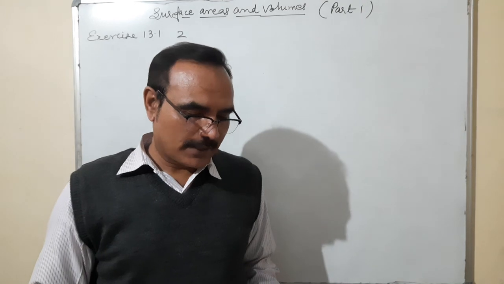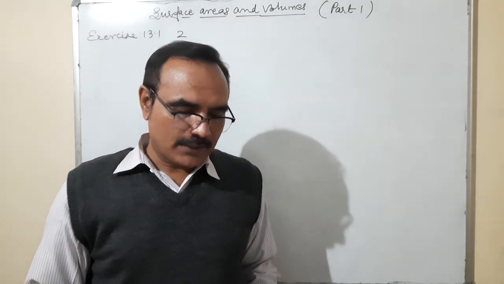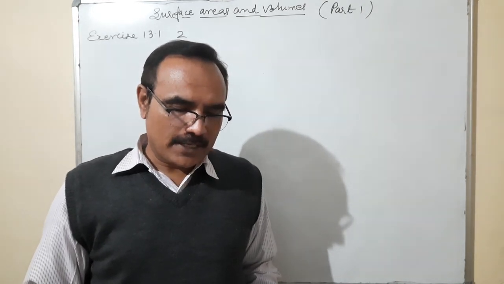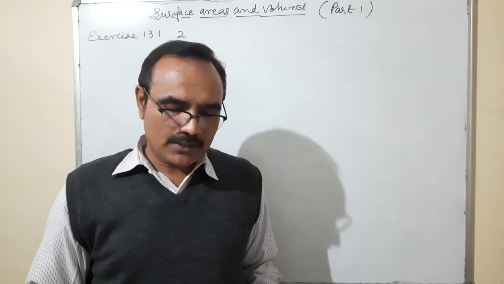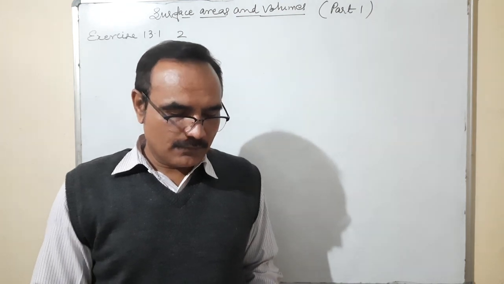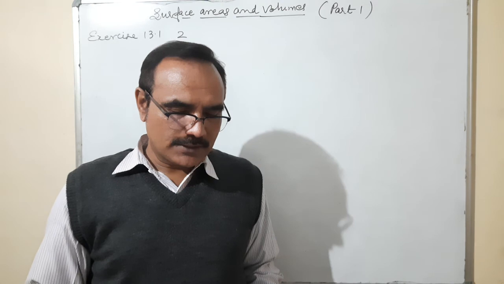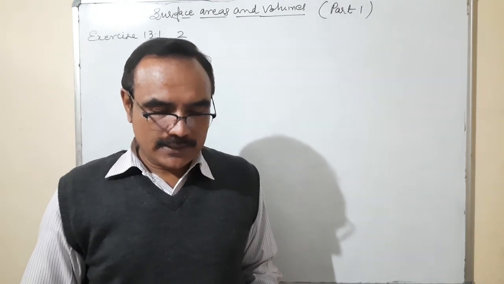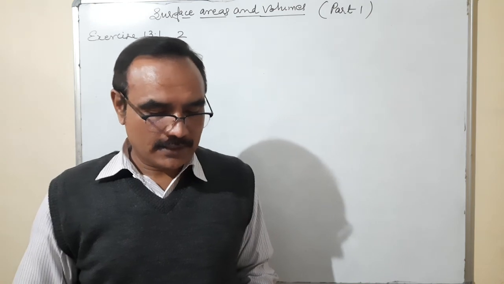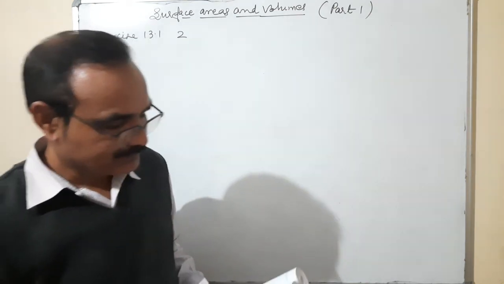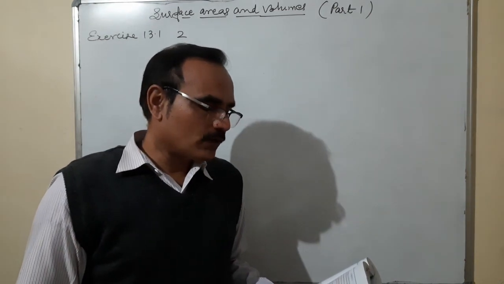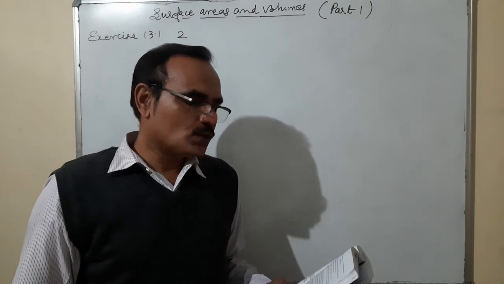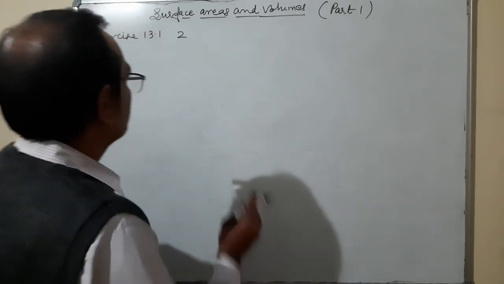Question number 3 I am taking. The floor of the rectangular hall has a perimeter 250 meter. If the cost of painting the 4 walls at the rate of rupees 10 per meter square is rupees 15,000, find the height of the hall.